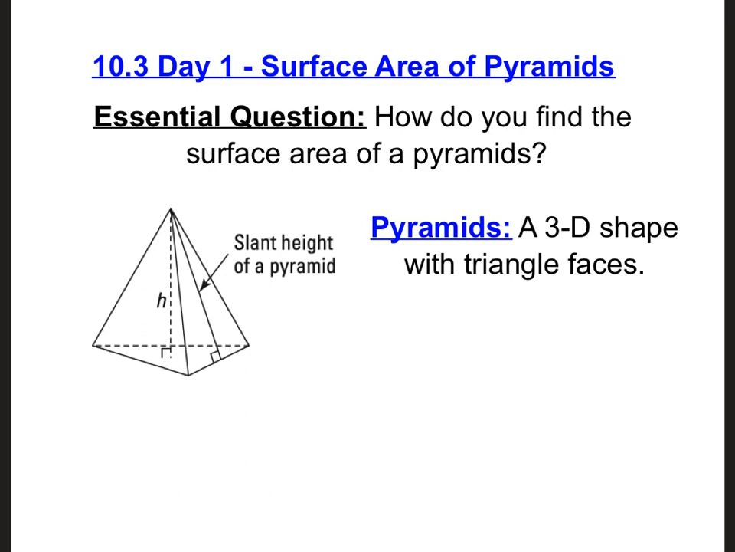But we're going to talk about the parts of it. The first thing is the height. The height is a distance from this point on the top to like the center of that base. You also have this thing called a slant height. It's like the height of one of your sides. We use L to represent slant height. Now remember, that's like a cursive L. That's not an E. It is an L.